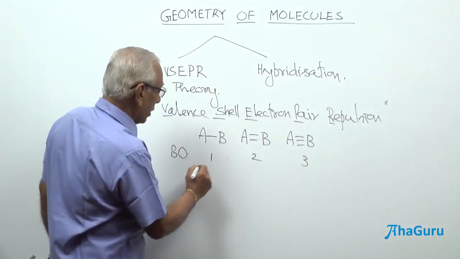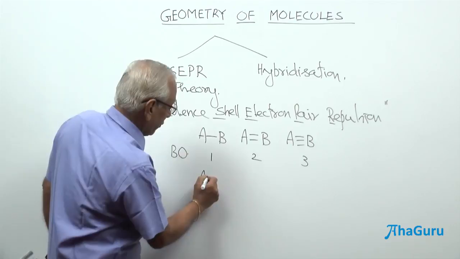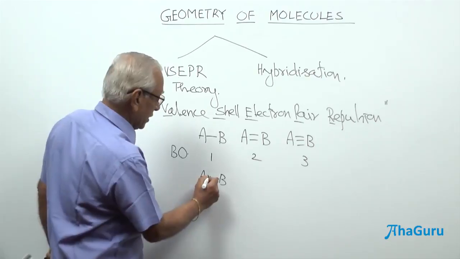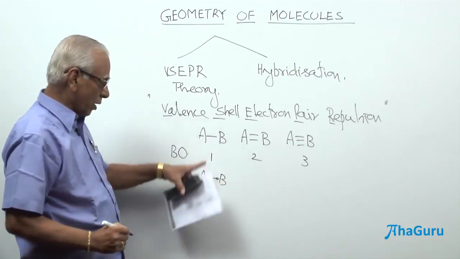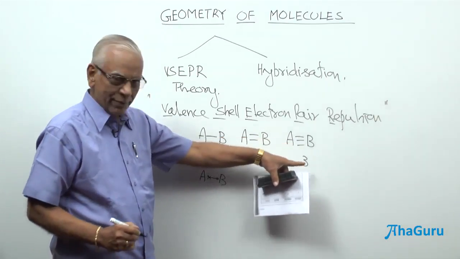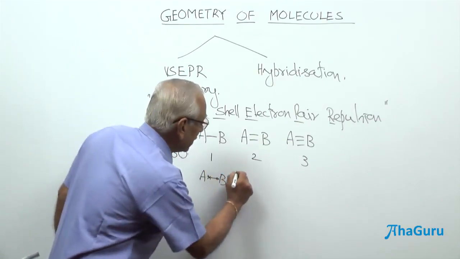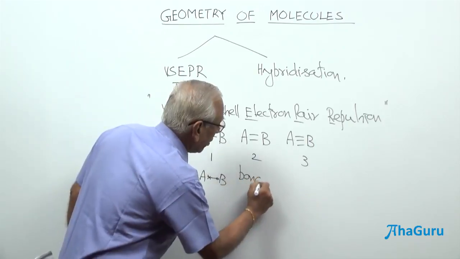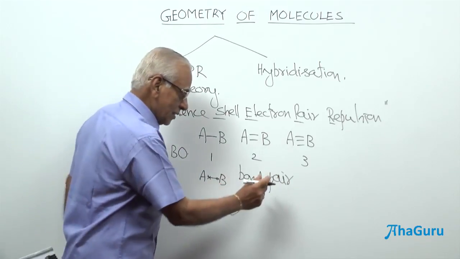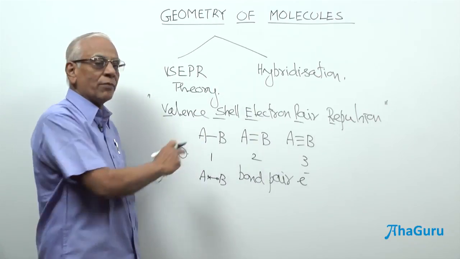So, every bond has got a pair of electrons. How do you get this structure? One electron from A and another electron from B, they share among themselves. So, a single bond involves a pair of electrons. There are two pairs of electrons, there are three pairs of electrons. This pair is called a bond pair. That is, bond pair electrons are the electrons involved in the bond formation.